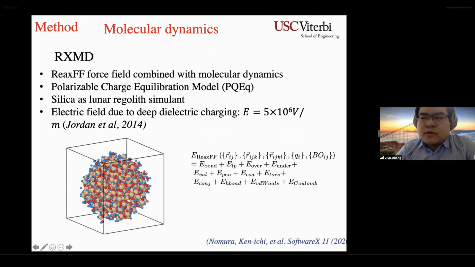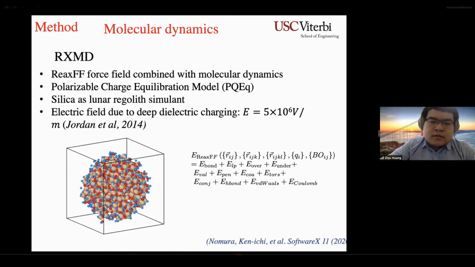Something about our model: we use RxMD to do the simulation. RxMD is developed, and still being developed, by one of our co-authors, Dr. Nomura. The code includes a ReaxFF force field and a polarizable charge equilibration model to better capture the effects of electric field and also chemical reactions. We use silica, SiO2, to represent dust particles. Actually, we wanted to use some other lunar simulant like olivine, but it's really hard to find the force field since iron is so reactive.